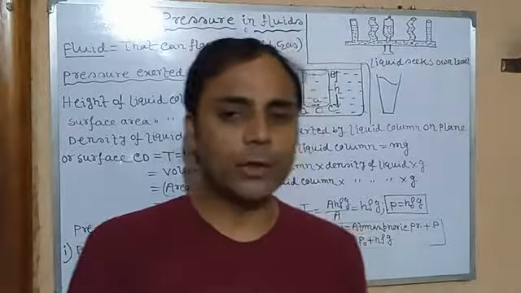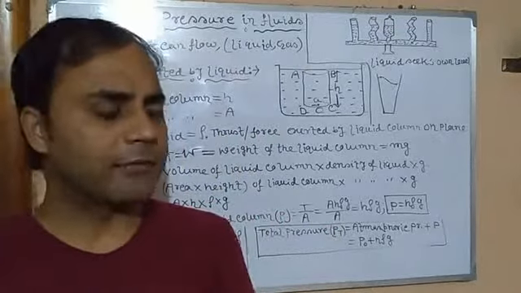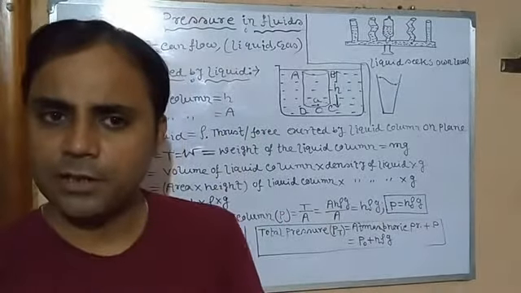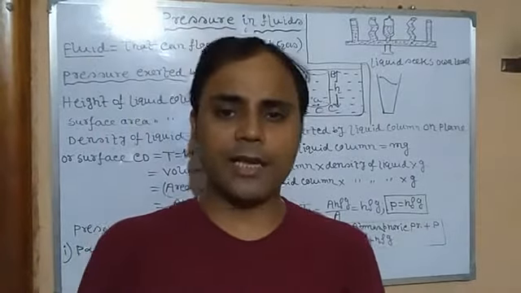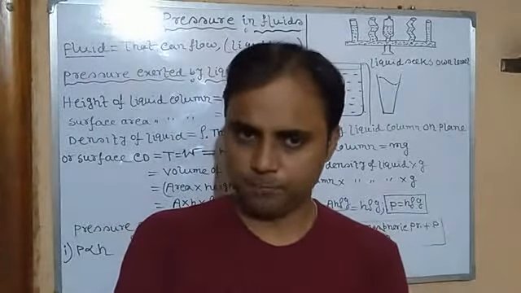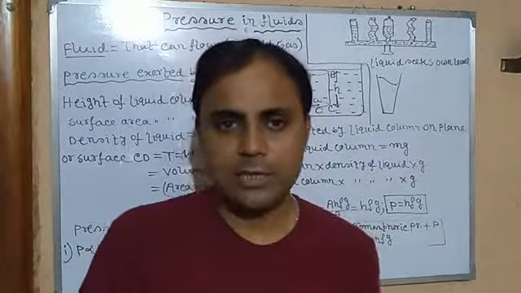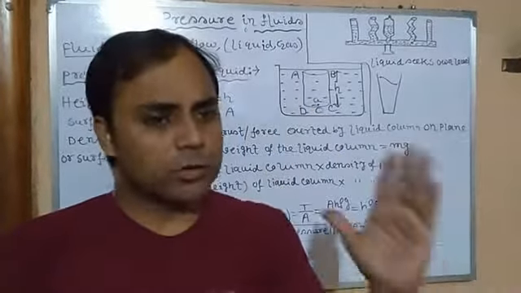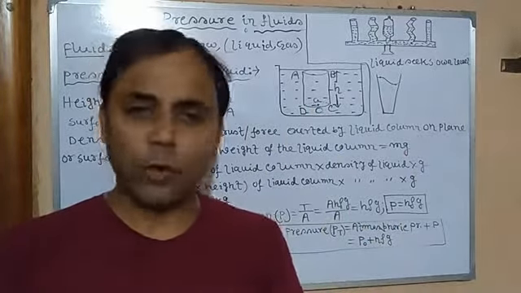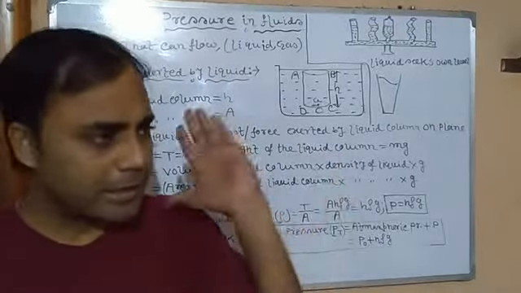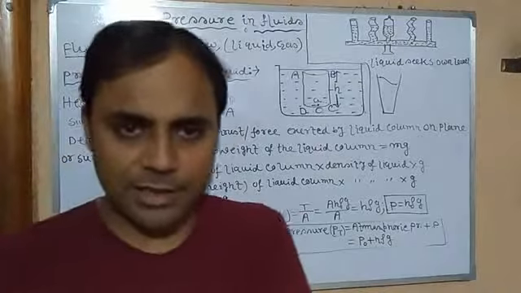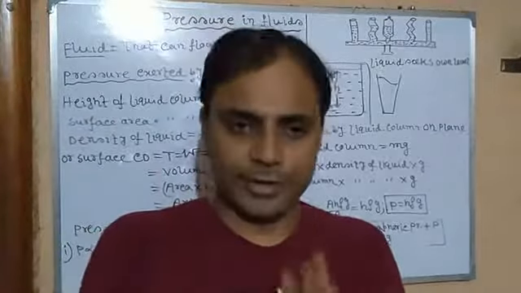Among solid, liquid and gases, solids have definite shape and size and they cannot flow because of their high rigidity and extremely low compressibility. So solid cannot be a fluid. But both liquid and gas have no definite shape and size and both can flow. So that's why liquid and gas are both called fluids.